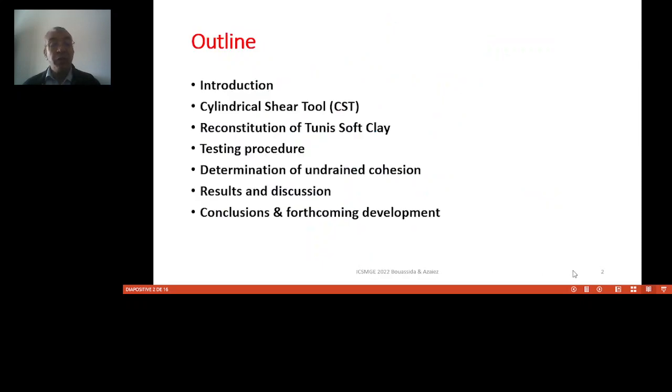The outline of this presentation: first, an introduction about soft soils, then an introduction to the cylindrical shear tool. Then we will present the reconstitution of Tunis soft clay, and we will detail the testing procedure using the CST. Then we explain and detail the determination of the undrained cohesion, obtain results, and their discussion follows, and we will conclude with some further development of this work.